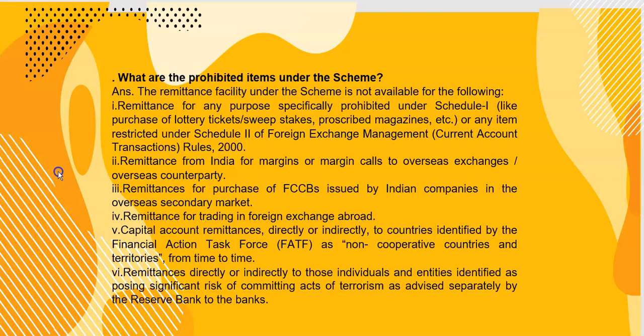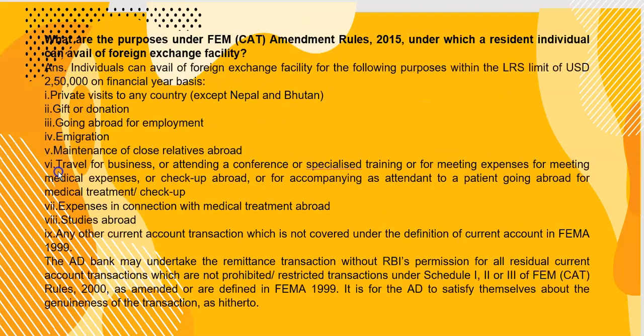Capital account remittances directly or indirectly to countries identified by the FATF, the Financial Action Task Force, which is the world's largest anti-money laundering authority. The countries which are non-cooperative or blacklisted, we cannot send funds there. Remittances directly or indirectly to those individuals or entities identified as posing a significant risk of committing acts of terrorism. So those are prohibited, right?